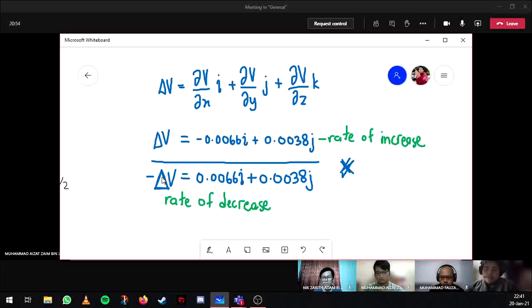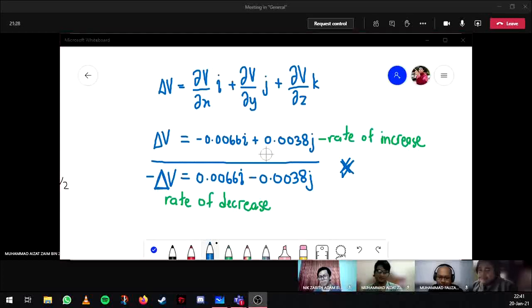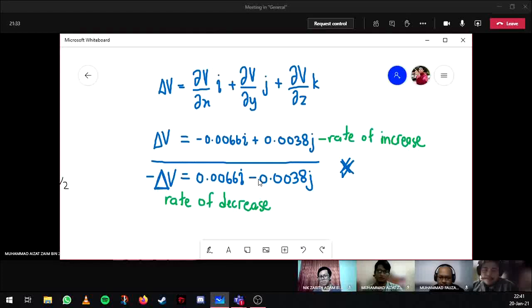For the rate of decrease, we just inverse the sign to negative delta V. The negative will become positive, 0.0066 i minus... okay, this is my mistake. Okay, I have fixed the mistake I made. So the final rate of decrease will be 0.0066 i minus 0.0038 j. Okay, that is all from me.